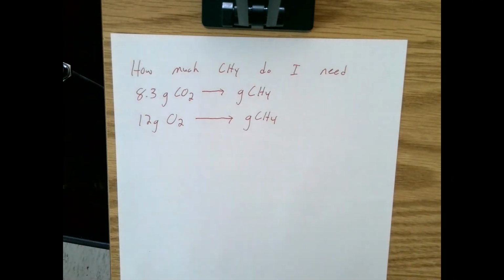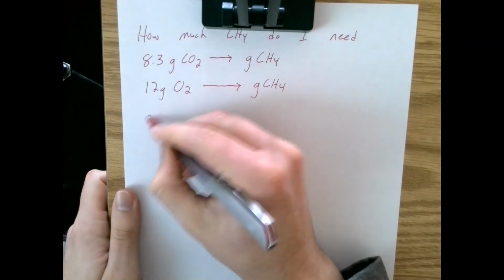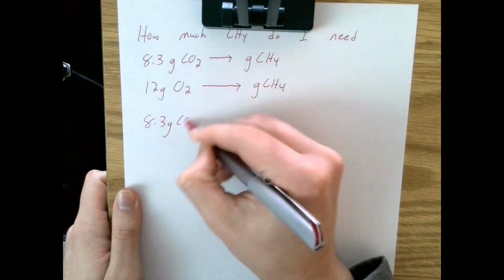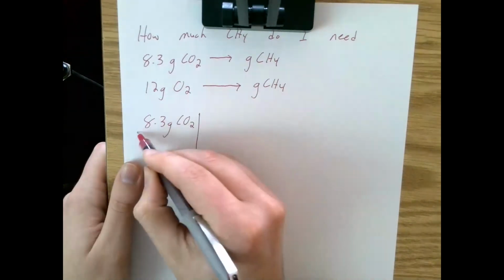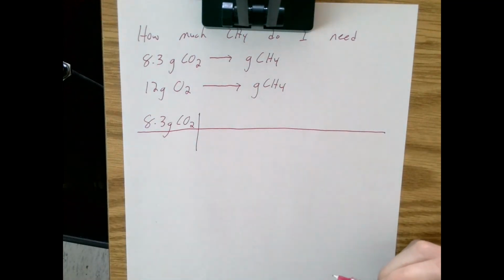We'll go through them both just as a proof here, but either way you'll get the number that you need. So let's go ahead and set it up. The first one, I can do 8.3 grams of CO2. If I were you, I'd go ahead and pause the video and try this on your own, and I'll just work through it quietly, and you can check your work when you're done.